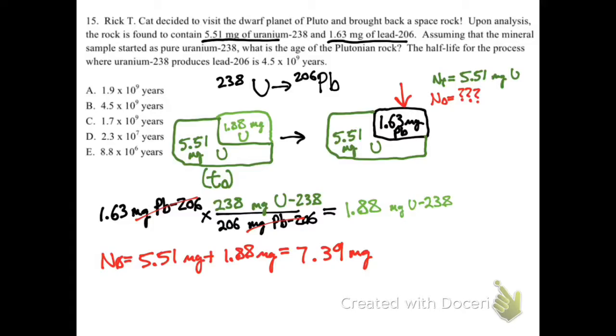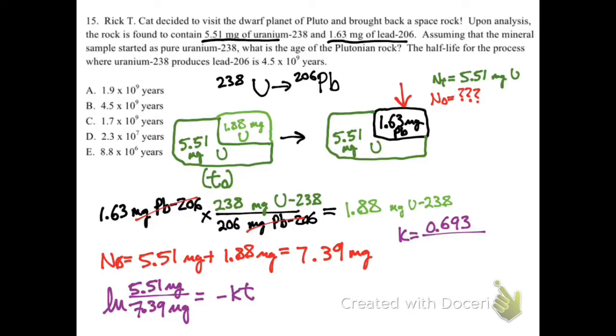Now let's plug everything into our integrated rate law. Recall, the integrated rate law is the natural log of n sub t, which is the 5.51 milligrams remaining of uranium, divided by n sub 0, which was originally 7.39 milligrams, equals negative kt. Oops, I haven't solved for k yet, but that's easy enough to do. We know that k is equal to 0.693 divided by half-life, so divided by 4.5 billion years.